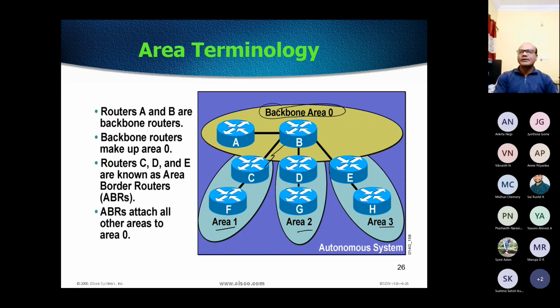Routers A and B are in the backbone area. Backbone routers make up area 0. Routers C, D, and E are known as area border routers, or ABR. The ABR is attached to the OSPF area, as we can see on the topology, and it must connect to area 0. Then only can this router's update be received by this one, as well as this one. Otherwise, no. If you are not giving any update, this one cannot communicate with that one. Your router F cannot communicate with your router G.